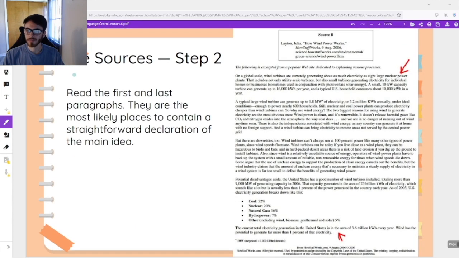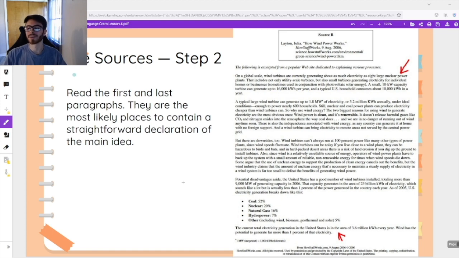Step 2. Read the first and last paragraphs. So we have this introductory information done that sets us up for what we're about to read. Then we want to read the first paragraph and then the last paragraph. And the reason we do this is they are the most likely places to contain a straightforward declaration of the main idea, right? Think about your writing. Your thesis statement's in the first paragraph, right? Your conclusion ties everything back to the thesis statement. So if we have an introduction, if we have a conclusion, we might find a very straightforward main idea just in there.